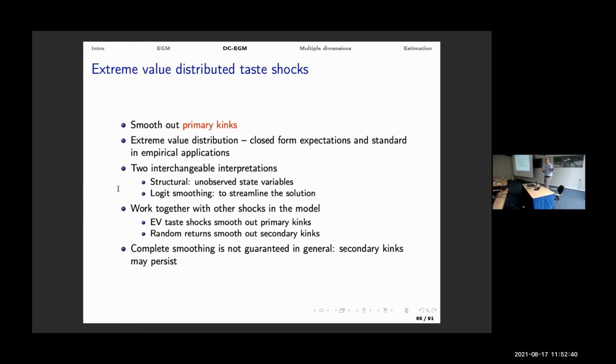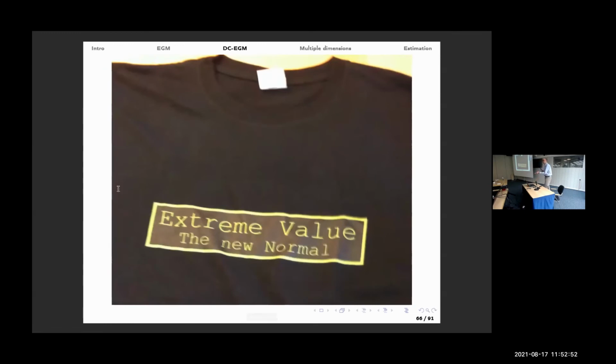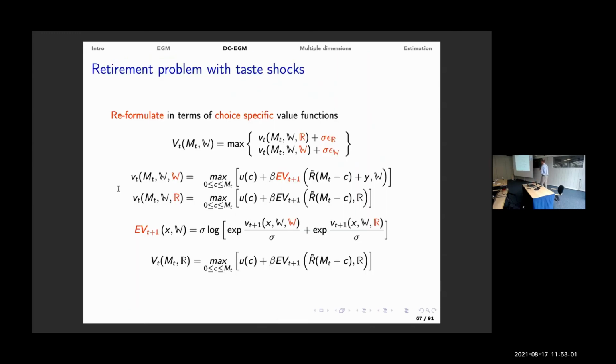But in addition, randomness, random returns, or random labor shocks, they can take care of the secondary kinks as well. But again, complete smoothing is not guaranteed. It all depends on parameters. This is the slogan that I was given in Denmark, that extreme value is the new normal. But let's look at the Bellman equations.